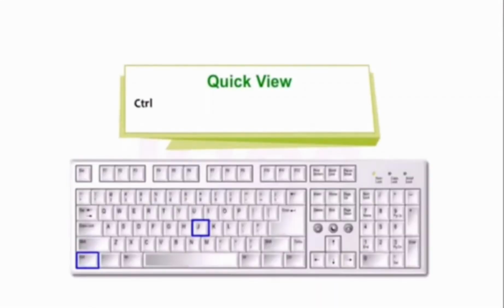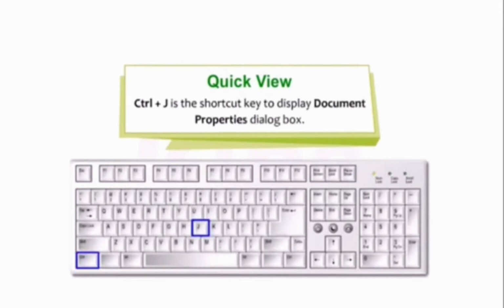Students, let me share an interesting point with you. Ctrl+J is the shortcut key to display the Document Properties dialog box.